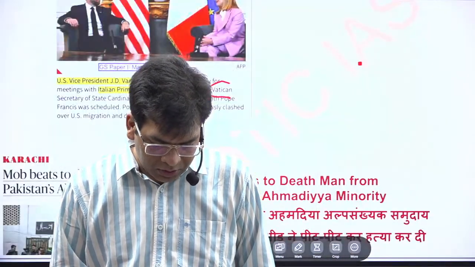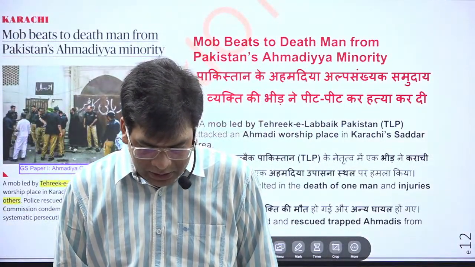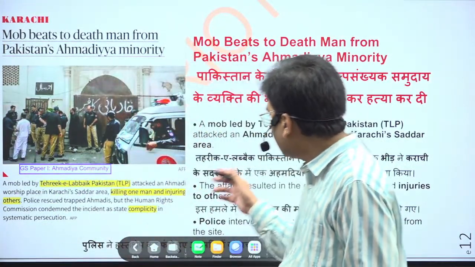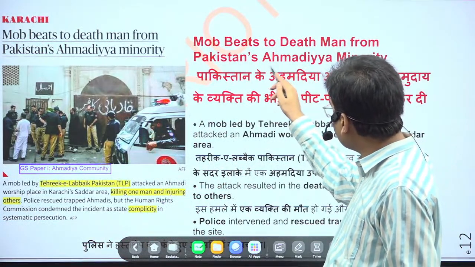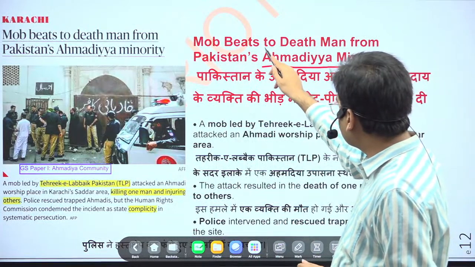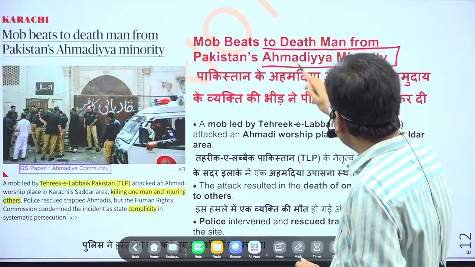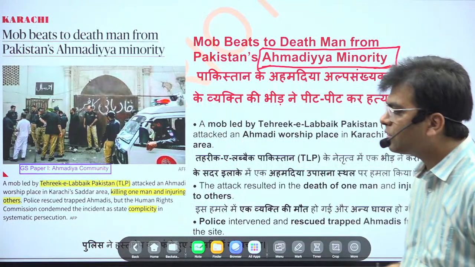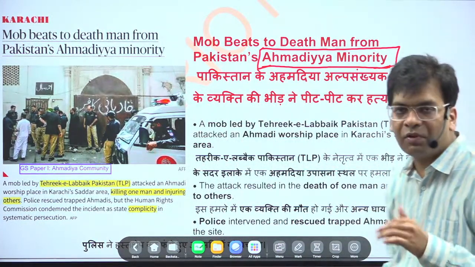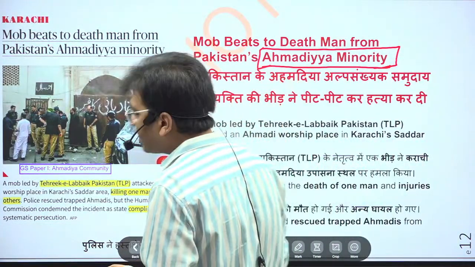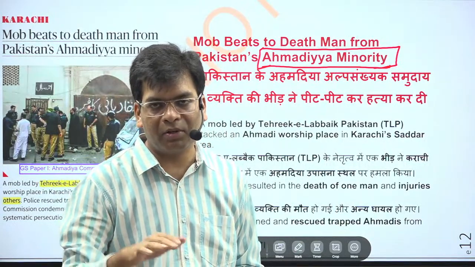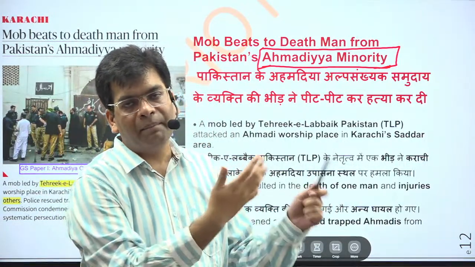Next important news that we will cover: a mob beats to death a man from the Pakistan Ahmadiyya minority. Here you will see that in Pakistan it is not only the Hindus that are persecuted; some sections of Muslims are themselves being persecuted because of differences between religious followings. Please remember this, Ahmadiyya is one of the minorities. They are very much persecuted in Pakistan because they have a different belief from mainstream Islam.